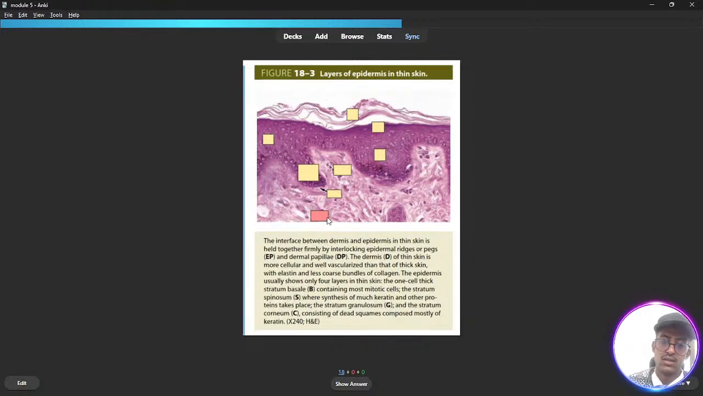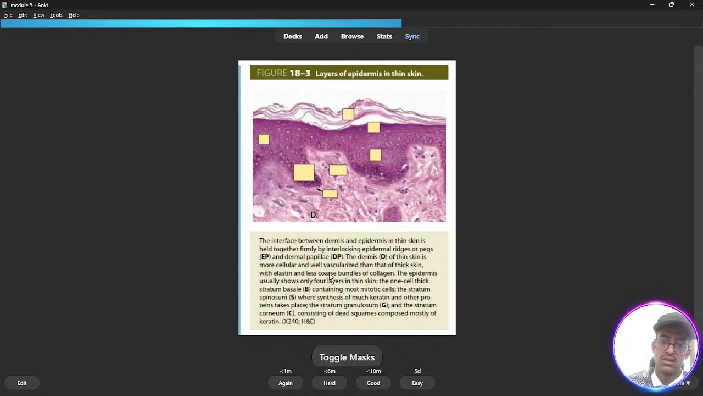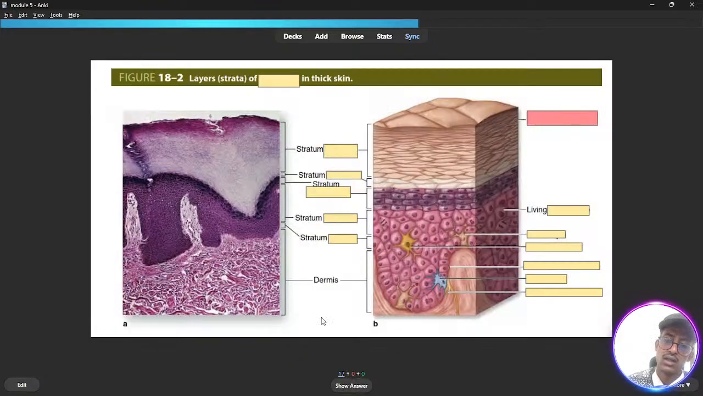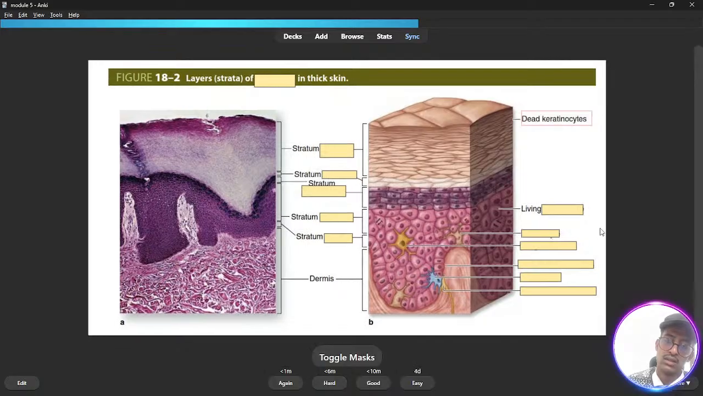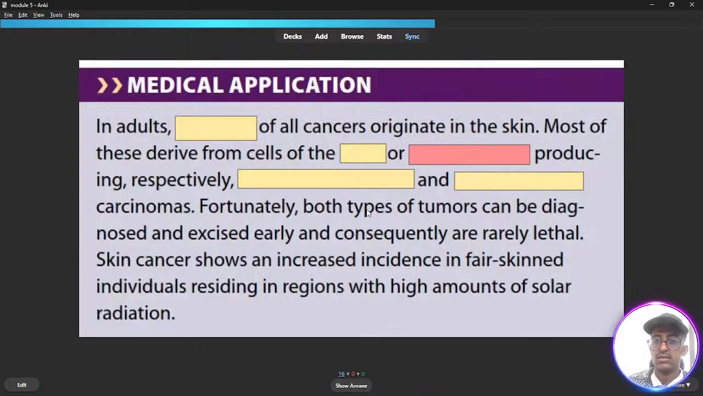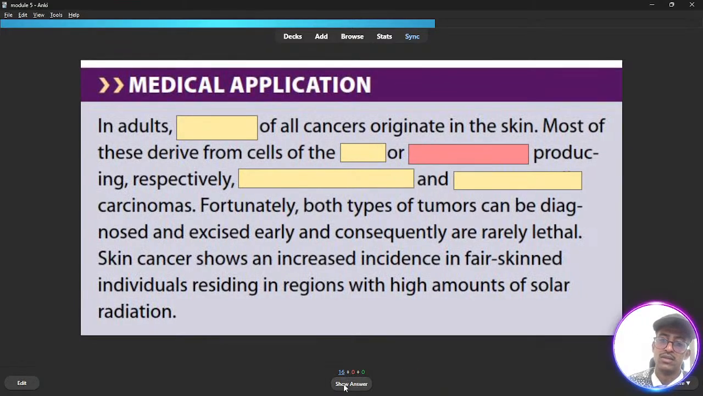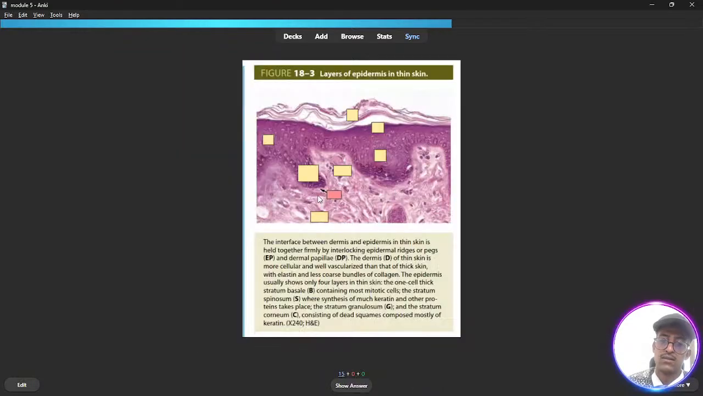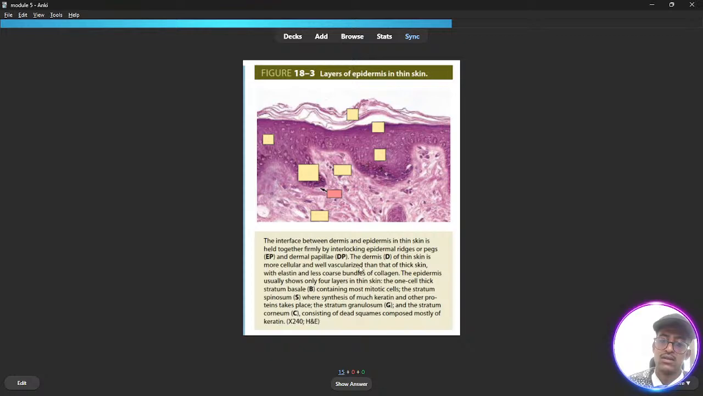This one is, is it dermis? Is it dermis? It is dermis. Keratinoid, dead keratinocytes. Okay, spinous layers. This one is after dermis. Under thin skin is a basal layer. Is it basal?